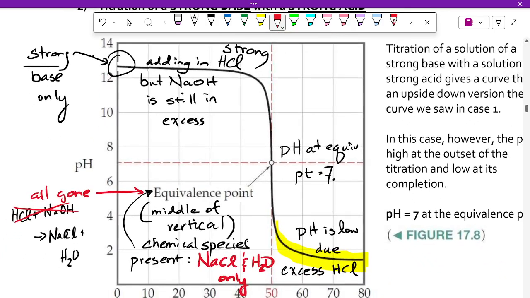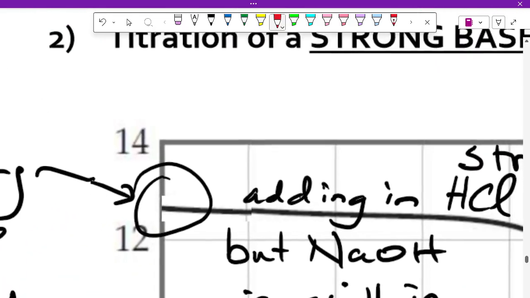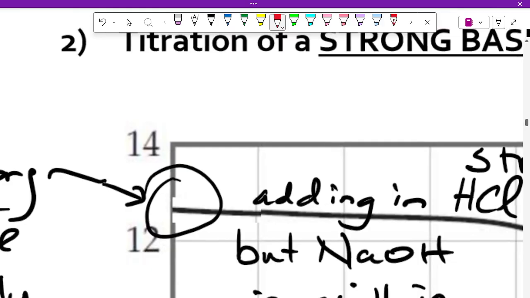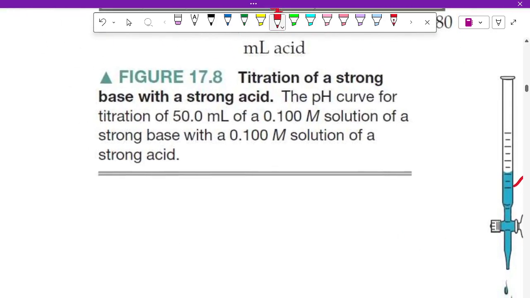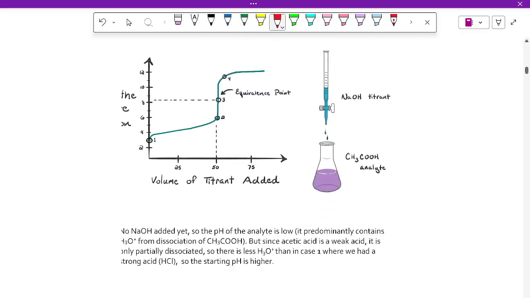How would you figure out the concentration of the base? We would find the pOH, and then we'd find the OH, and then that would be the same as the concentration. Okay, we're not actually going to do that. We're going to move on. All right, so that was strong, strong.